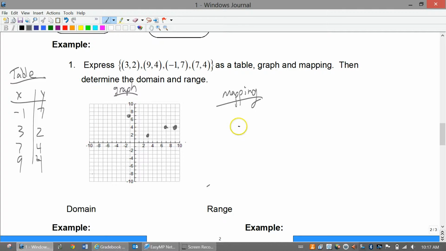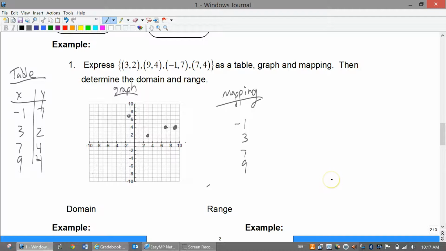Your mapping, remember your X's need to go in numerical order. Ascending, descending, I don't care, as long as both match. If you choose to do descending order on the domain, do descending order on the range. If you do ascending order on the domain, do ascending order on the range.